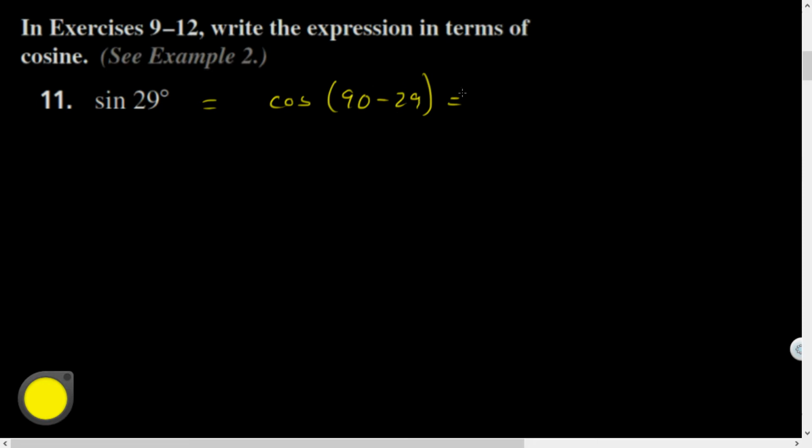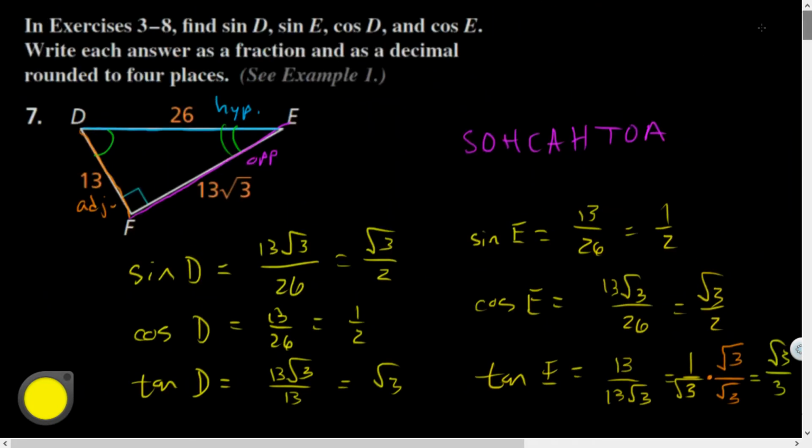90 minus 29 is 61, so this is actually the same as cosine of 61. Sine and cosine are equivalent for angles that are complementary. And the reason that's true graphically is because sine of D was this over that, and cosine of E was this over that, and these two angles are complements of each other.